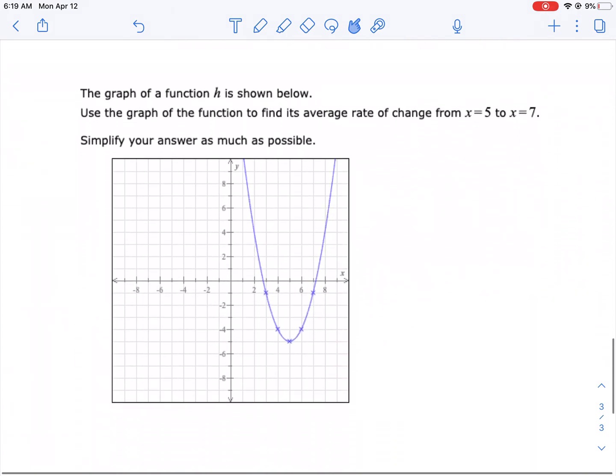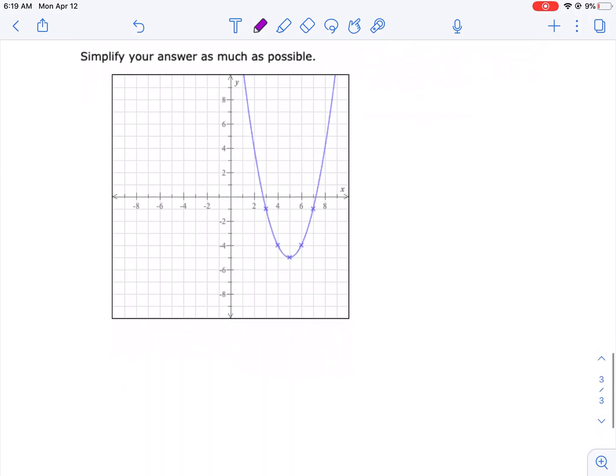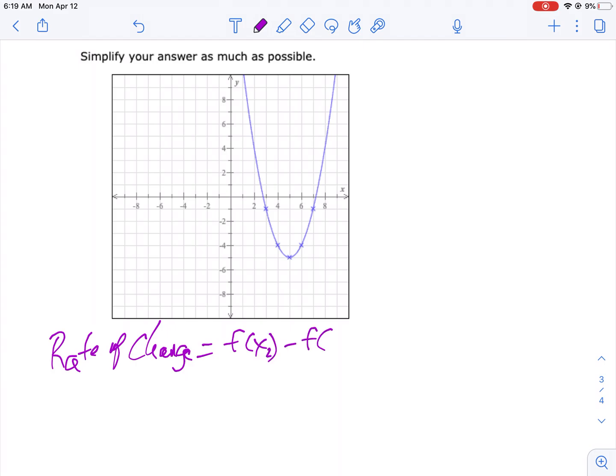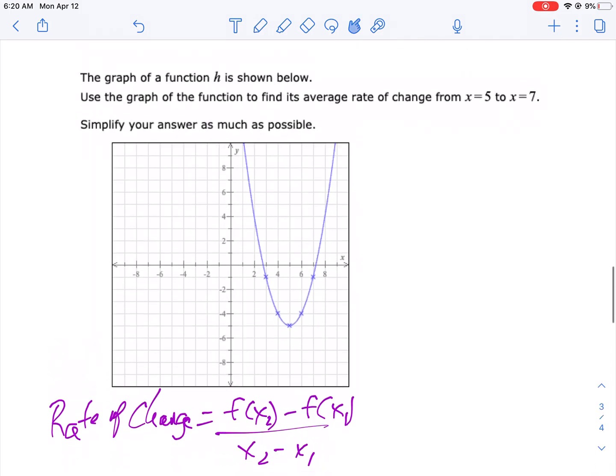Okay, last question. I want you to find the rate of change. Well, the rate of change is kind of like slope, isn't it? Rate of change from your seminar is f of x sub 2 minus f of x sub 1 all over x sub 2 minus x sub 1. Well, we're supposed to find the rate of change from 5 to 7.